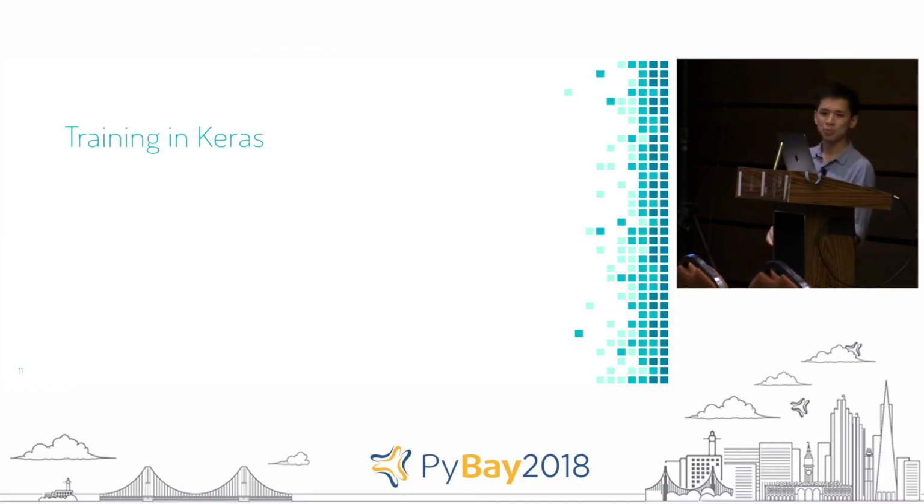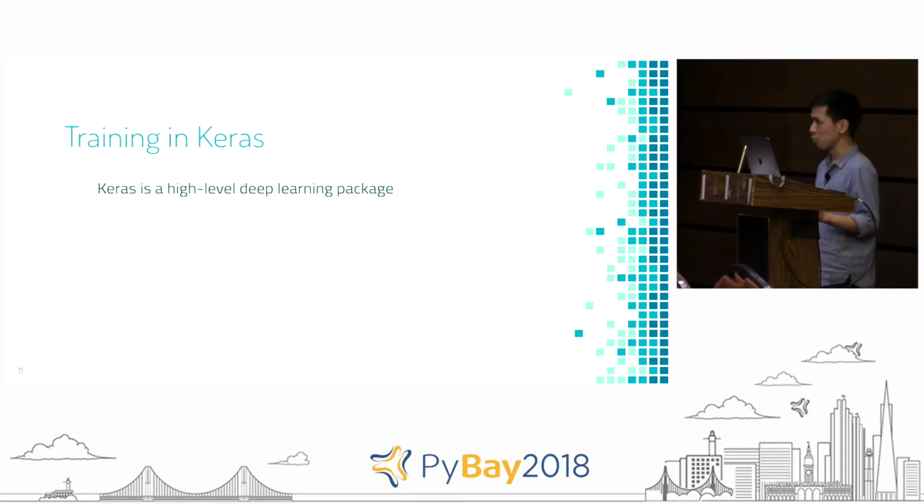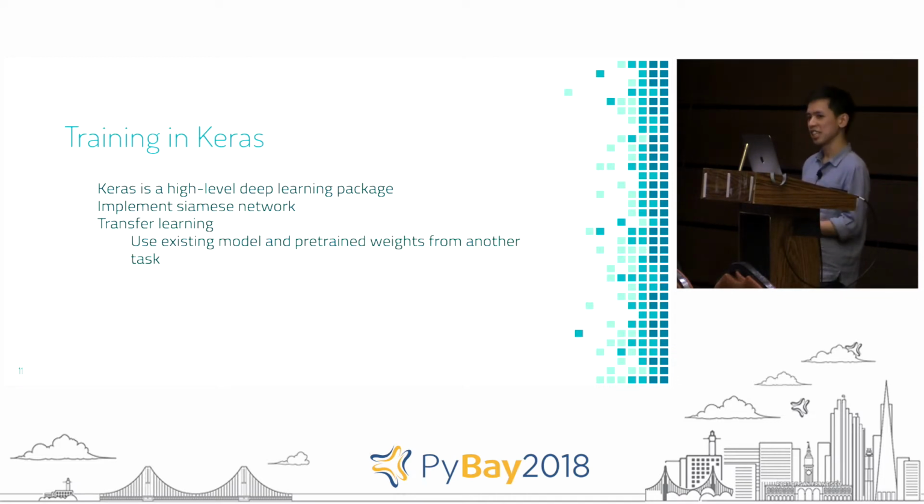You guys have probably heard a lot about Keras as well during this conference. It's awesome, use it. It is a high-level deep learning package. And we're going to use it to implement something we call a Siamese network. It's called this because it's going to take in 2 images as input and then try to minimize that loss function. We're also going to do something called transfer learning. And this is when we use an existing model with pre-trained weights that is trained on another task.